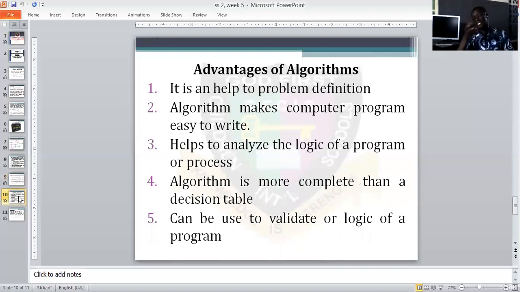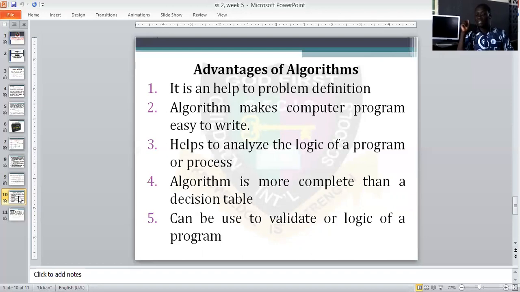Then you have the advantages of algorithm. Number one, it helps with problem definition. It helps you to know the problem, to know what you're doing, to know what to attack, and to know the ending point and the starting point of what you intend to do.